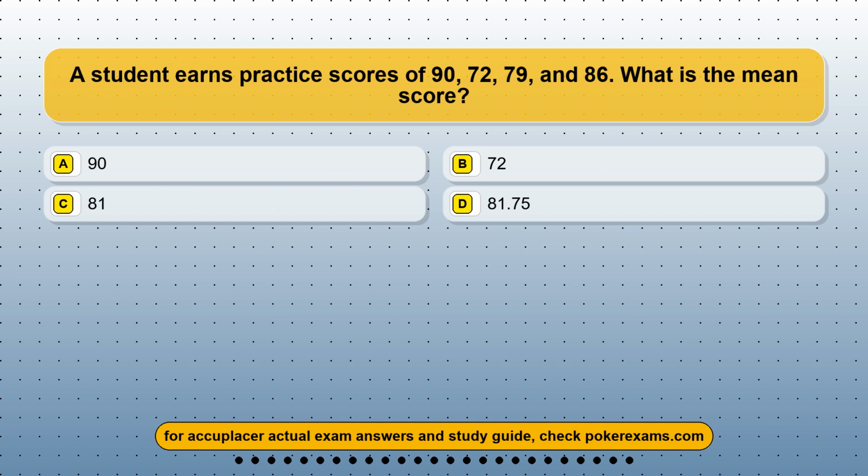Question 20. A student earns practice scores of 90, 72, 79, and 86. What is the mean score? Option A, 90. Option B, 72. Option C, 81. Option D, 81.75.